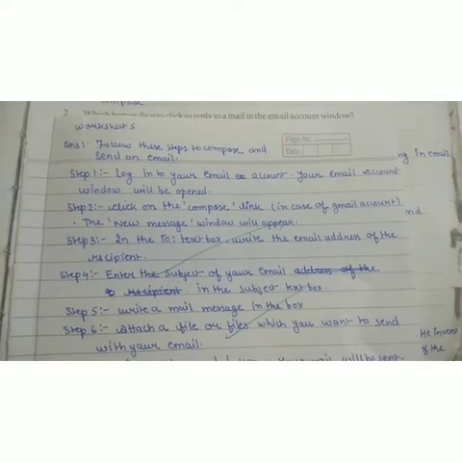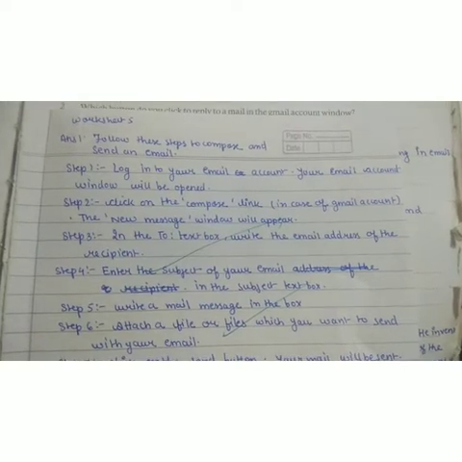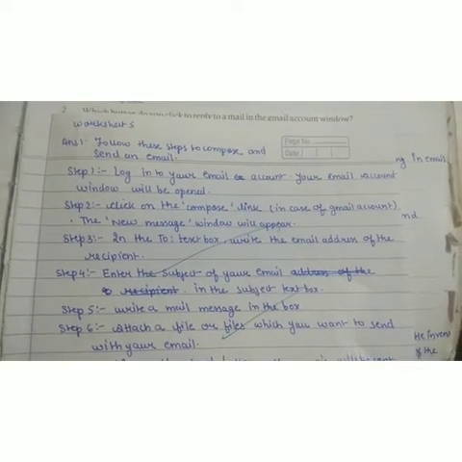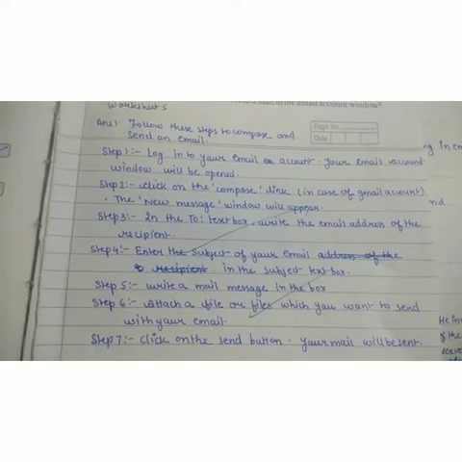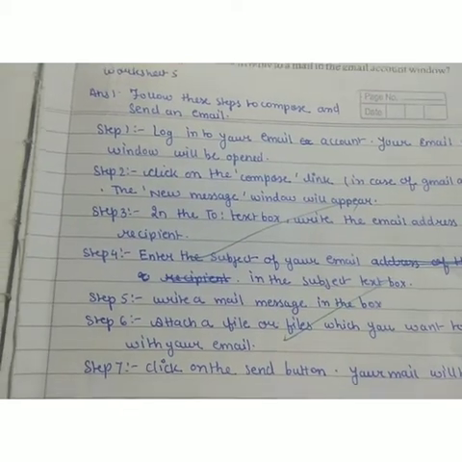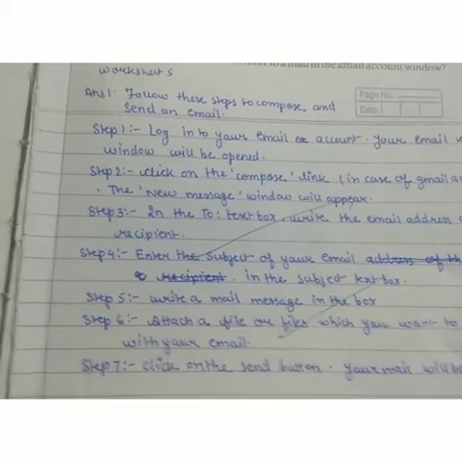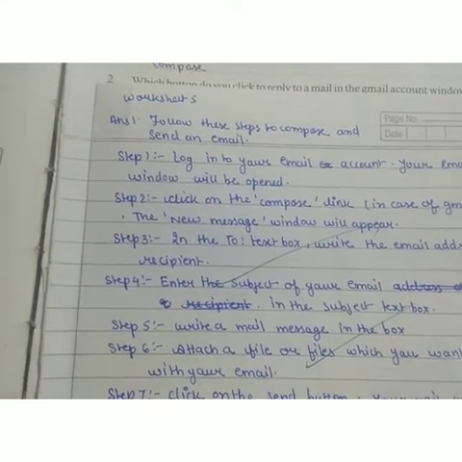Second, click on the compose link in case of a Gmail account and the new message window will appear. Third step, in the To text box, write the email address of the recipient. Fourth, enter the subject of your email message in the box. Sixth, attach a file or files which you want to send with your email. Last, seventh, click on the send button. Your mail will be sent. So these are all the steps for answer number one.